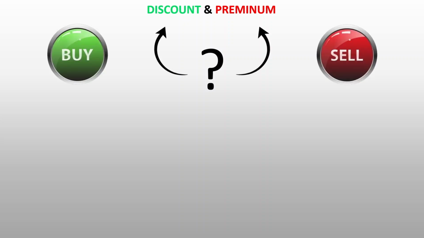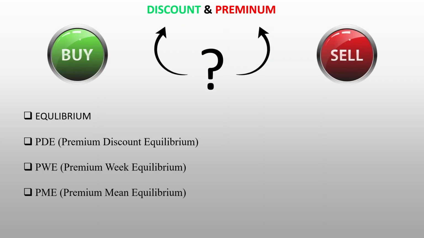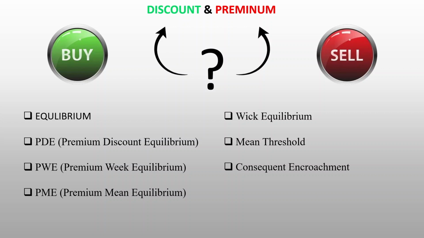The real question is, how will we know when the market is at a discounted price or at a premium? When should we buy and when should we sell? In today's video, we will learn exactly that. What are discount and premium in the market? What is equilibrium? What are PDE, premium discount equilibrium, PW, premium weak equilibrium, PME, premium mean equilibrium, weak equilibrium, mean threshold, and consequent encroachment? Before understanding discount and premium, we first need to understand equilibrium.